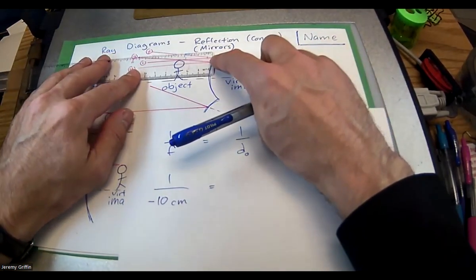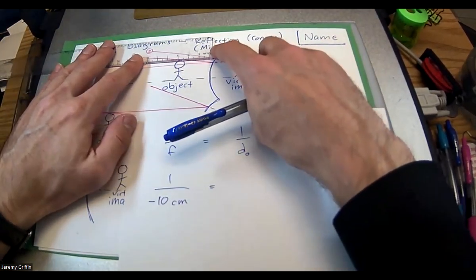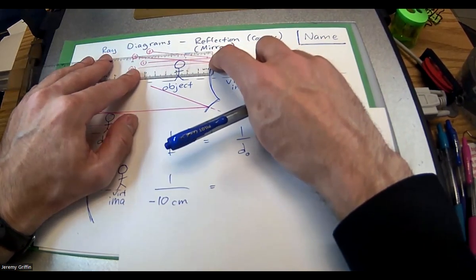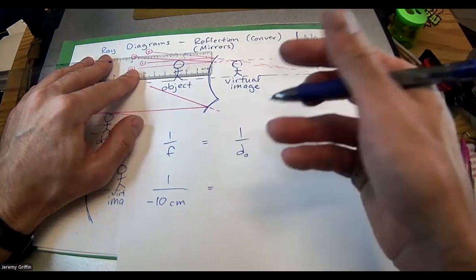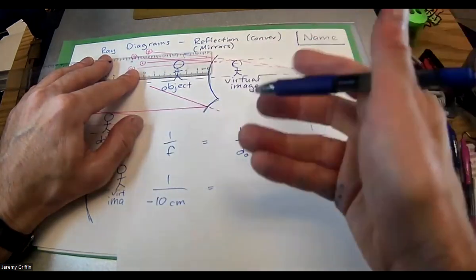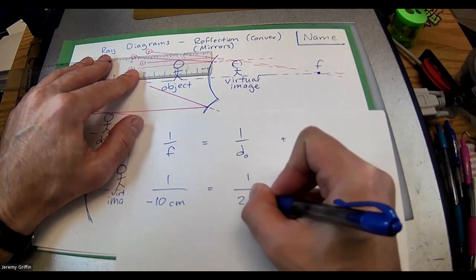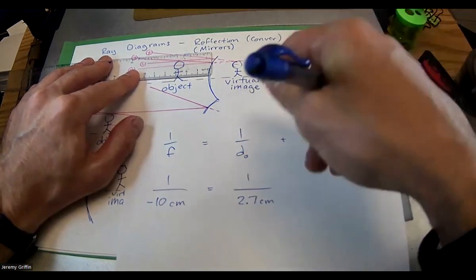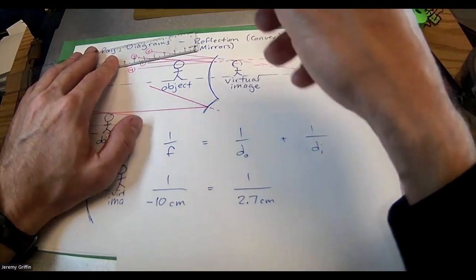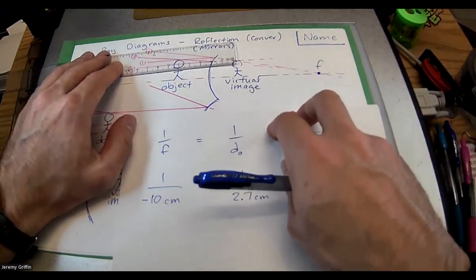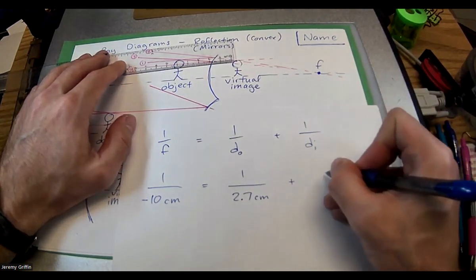Let's see, where's the object? The object I've got as maybe 2.7 centimeters, about 2.7. I'll call it 2.7. So 1 over 2.7 centimeters. Now that's probably not true on your own paper because I just marked this up, but follow along if you want to. Okay, and then plus 1 over distance image.